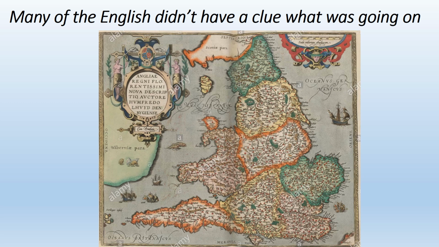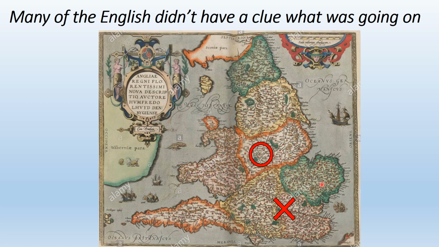Many of the English didn't actually have a clue what was going on. Now, if you lived in London, down in this area, you would have known that in 1559 Elizabeth became the Queen, you would have known that she was Protestant, and you may have even seen a painting of her somewhere. But if you lived in a more rural area, let's say in the Midlands or into the north of England, you might not even know that Mary had died, and you might not even know that Elizabeth was now queen.